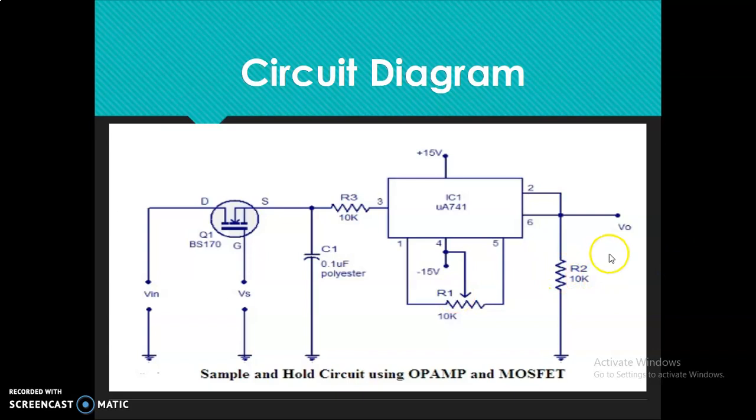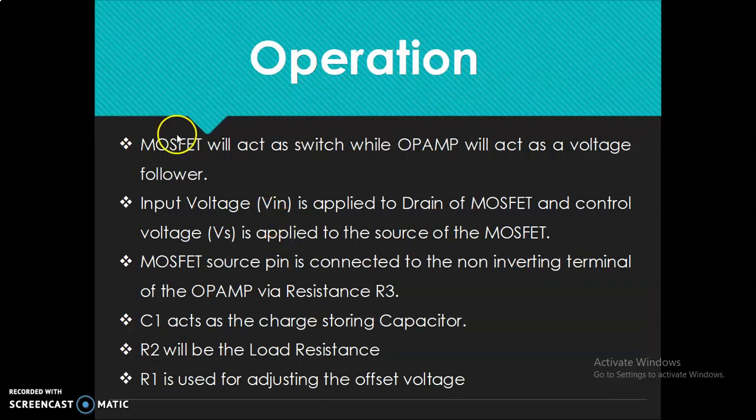This is the resistance at the output. This is the output. So that's why it is said to be a sample and hold circuit using operational amplifier as well as MOSFET. This is the MOSFET. So we will see how it works, its operation.